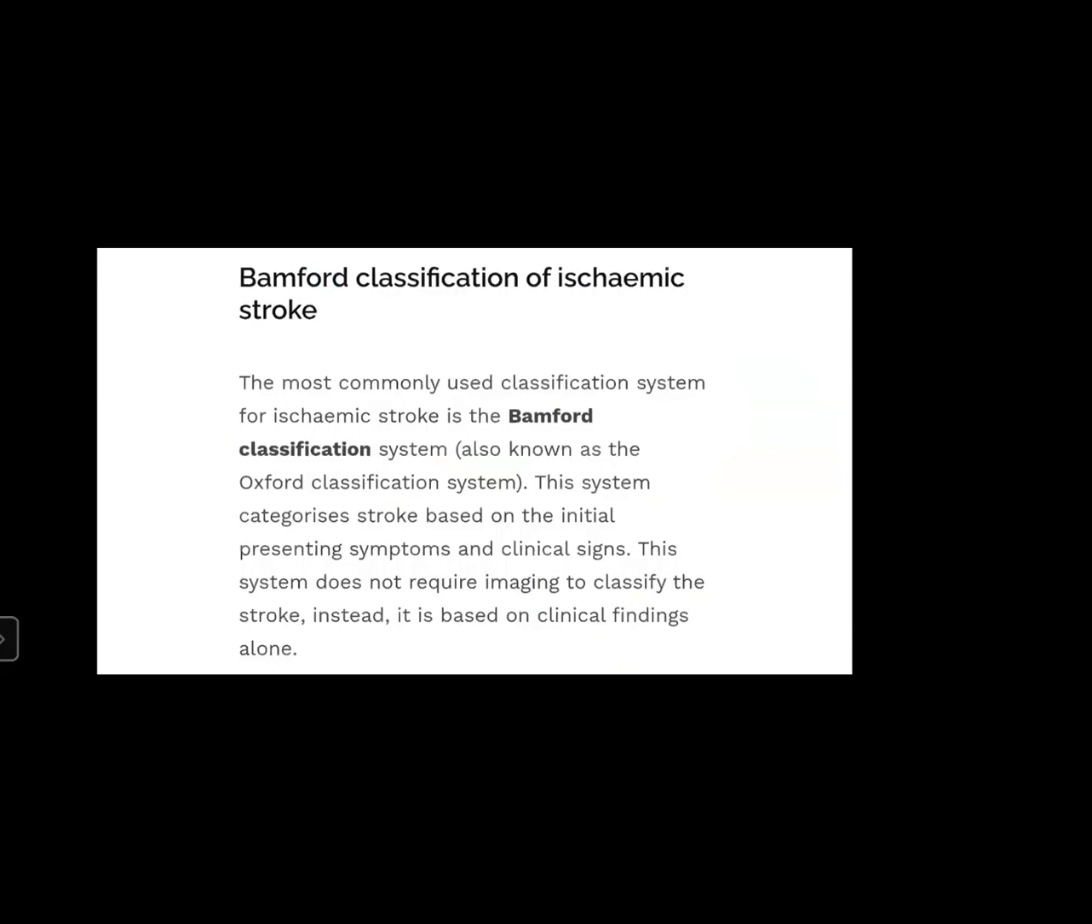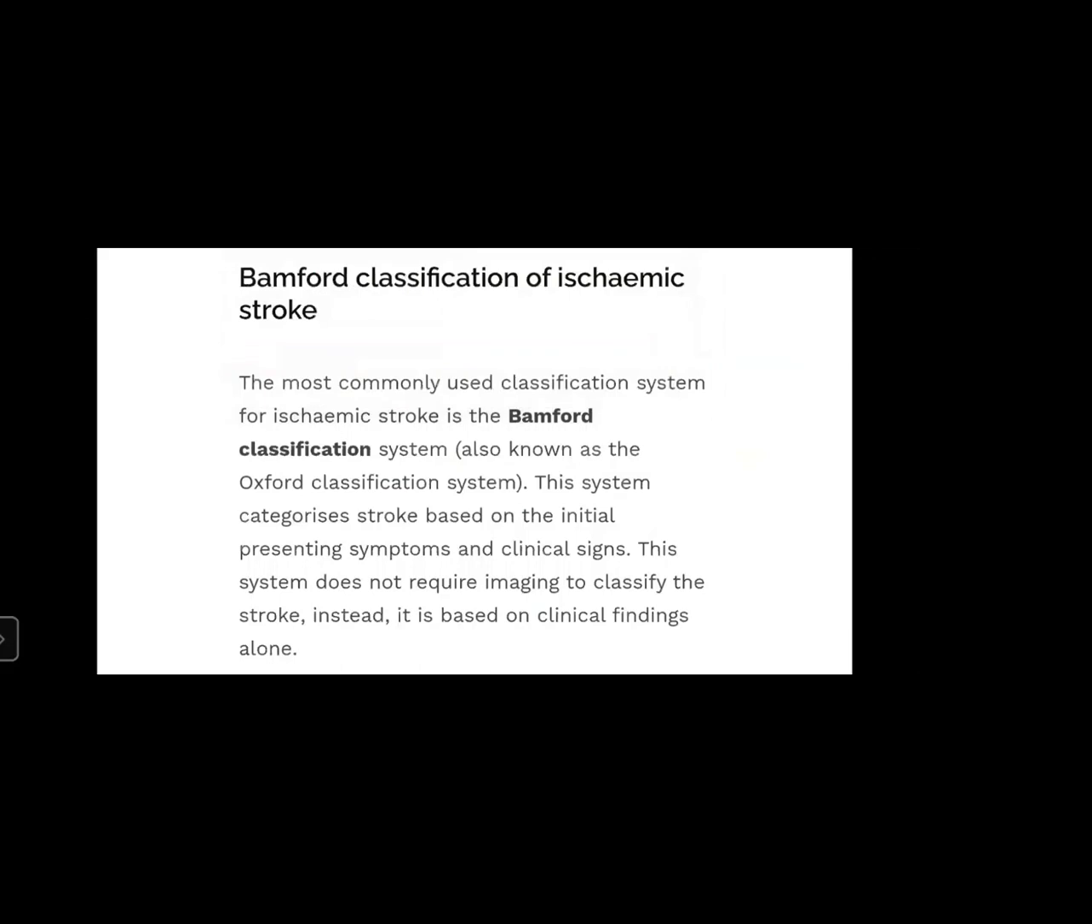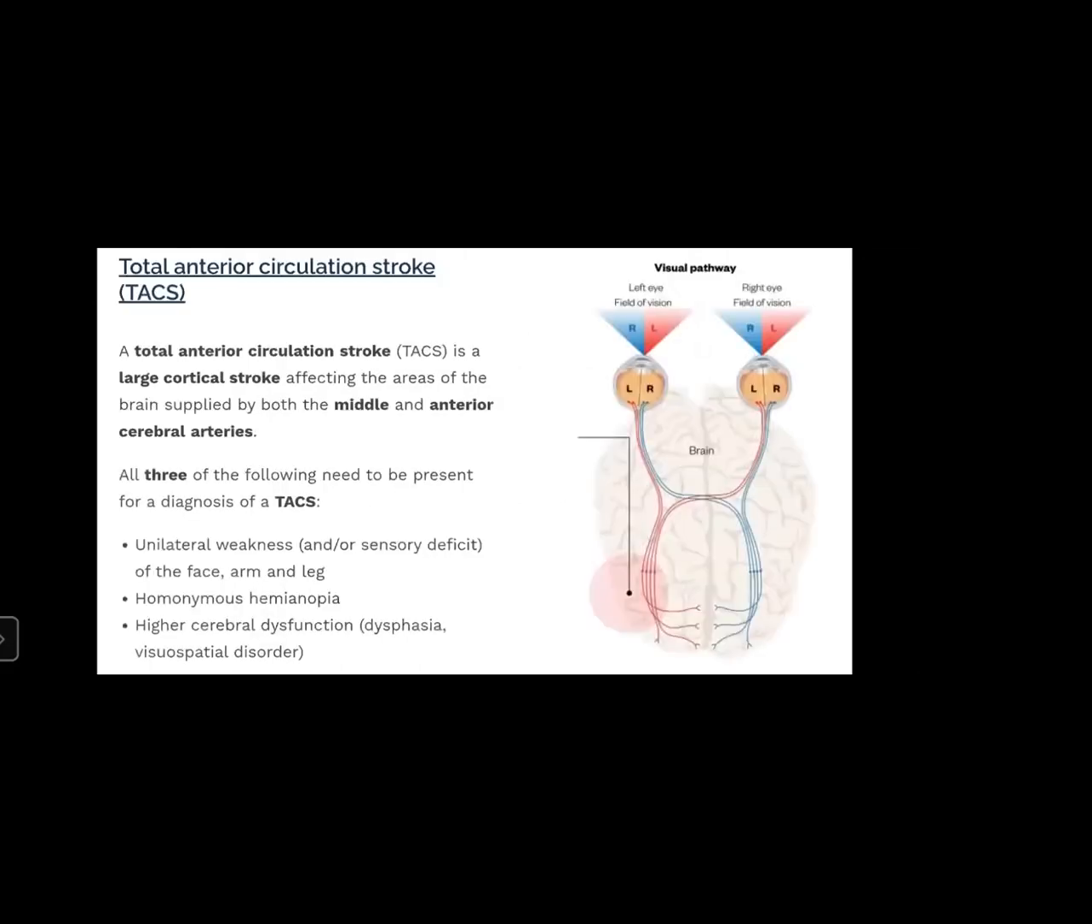Bamford classification of ischemic stroke. The most commonly used classification system of ischemic stroke is the Bamford classification system. This system categorizes stroke based on the initial presenting syndrome and the clinical findings. This system does not recommend imaging for the classification of stroke and stratifies on the basis of clinical findings alone.